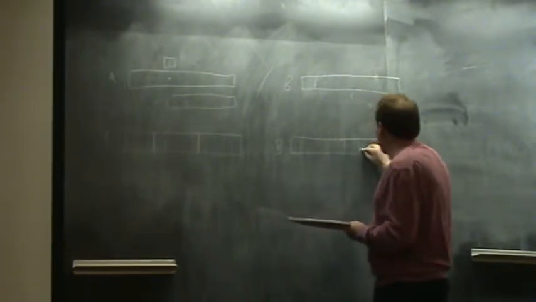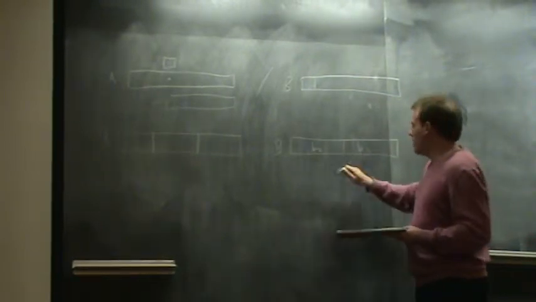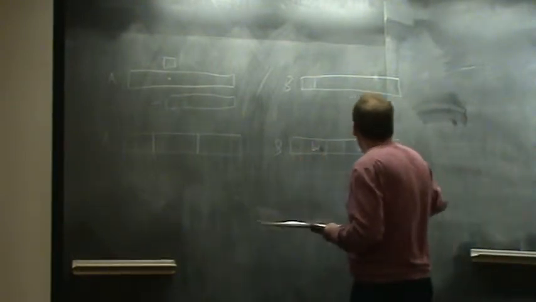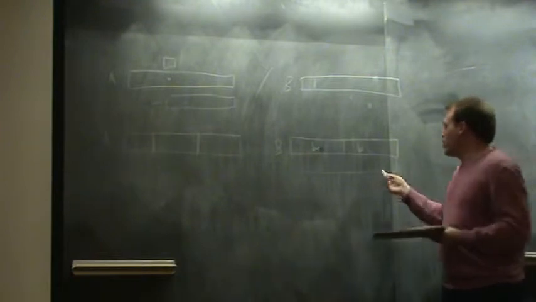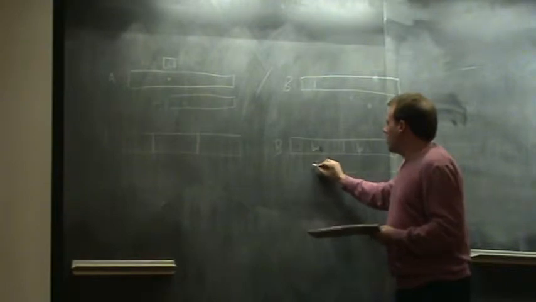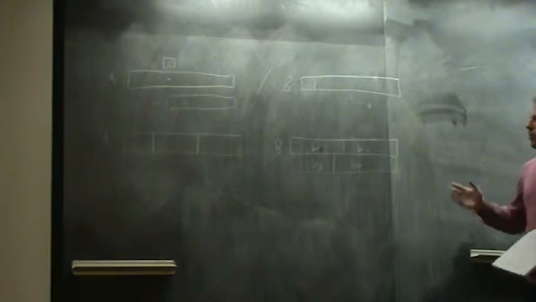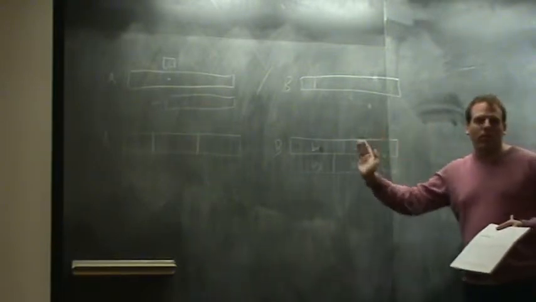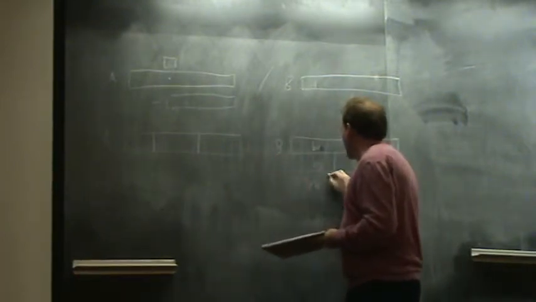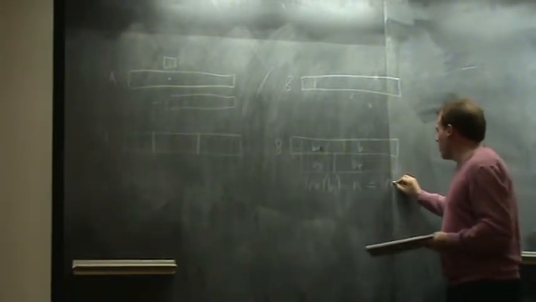So let's call this B1 and B2. And what we'll also do is take the same B and divide it the other way. So if, for example, B2 is shorter, we'll call this B3 and we'll call this B4. So it's the same data, we've just divided it in different places. Now let's suppose that the length of B1 is N1, and that's obviously going to be the same as the length of B4.